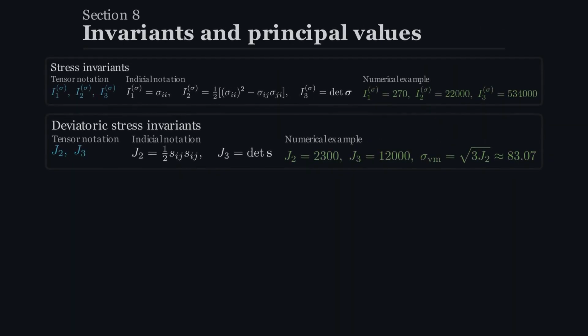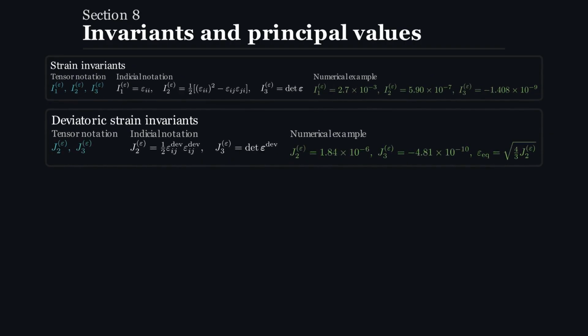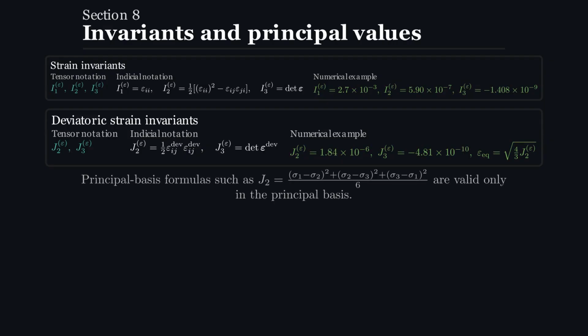For invariants, we first write the tensor quantity, then the indicial definition, and only then the numerical value. We begin with the full stress invariants and the deviatoric stress invariants. We then follow exactly the same sequence for the strain invariants and the deviatoric strain invariants.